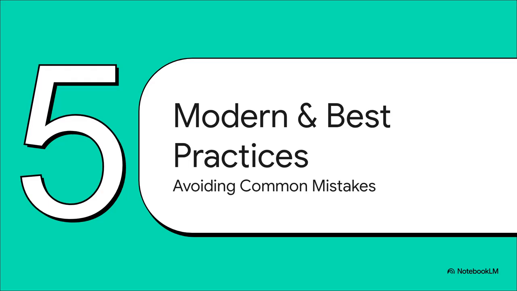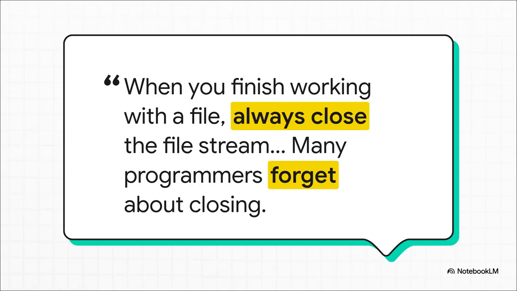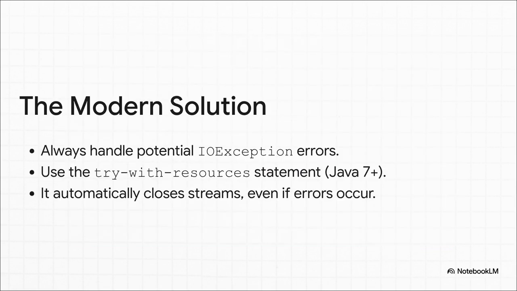Okay, so knowing how to create, read, write, and delete is great. That's the foundation. But to write code that's clean, robust, and professional, you really need to follow some key best practices to avoid some classic mistakes. And this right here, this is probably the number one mistake that new developers make. Every single time you open a file stream, it's using up system resources. If you forget to close it, and it's easy to forget, you create what's called a resource leak. Do that enough times, and you can slow down or even crash your entire application. It's a big deal.